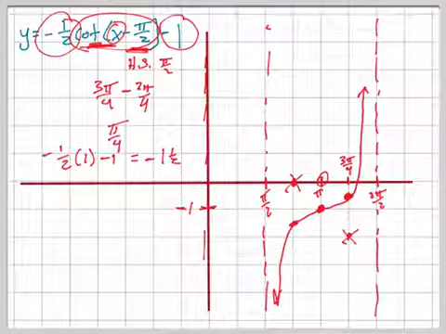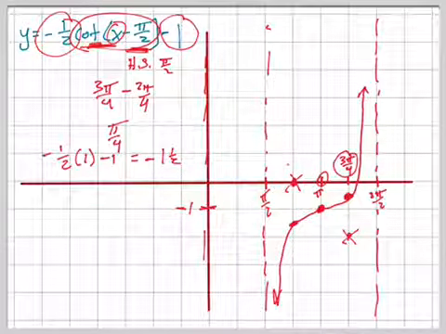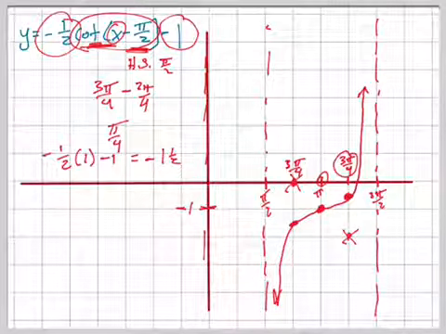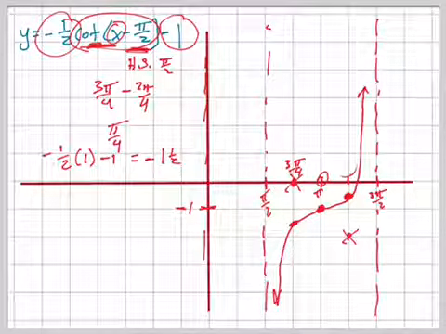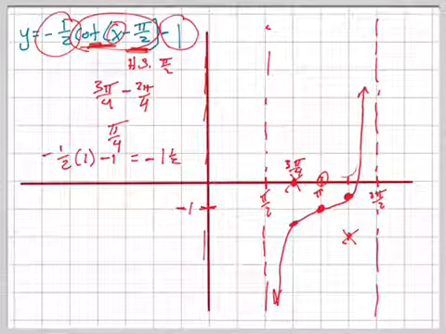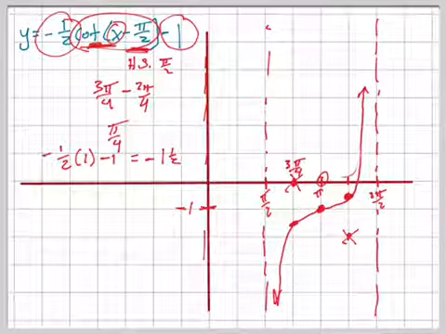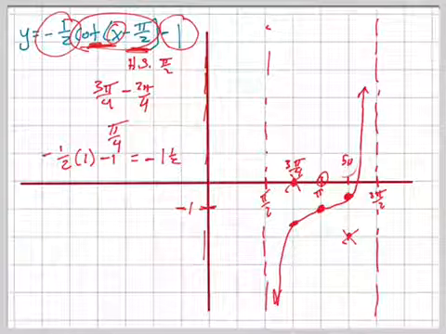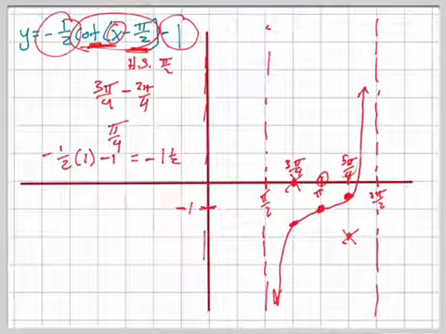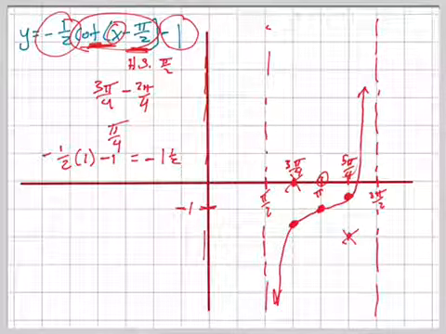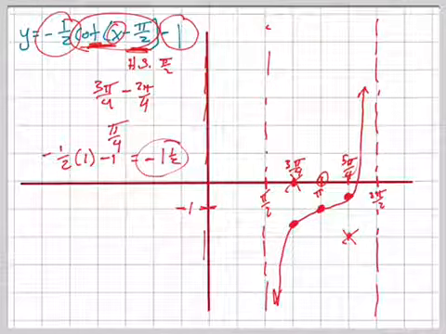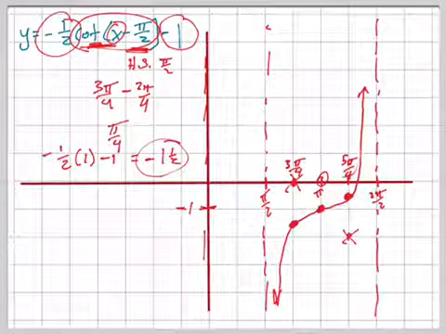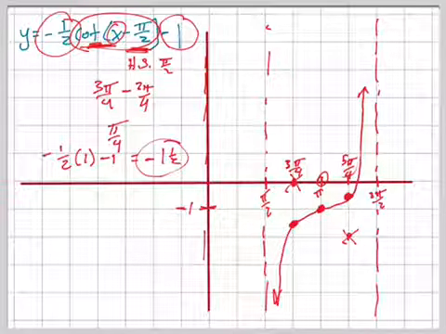Oh, sorry. This isn't 3 pi over 4. Right, I did that wrong. This one is not 3 pi over 4. That is 5 pi over 4. 5 pi over 4. So there is negative 1.5. So that worked. All right, that's how you can check it, just to make sure. Check one of your points to make sure you did it right. That's how you do a graph, like a tangent graph.